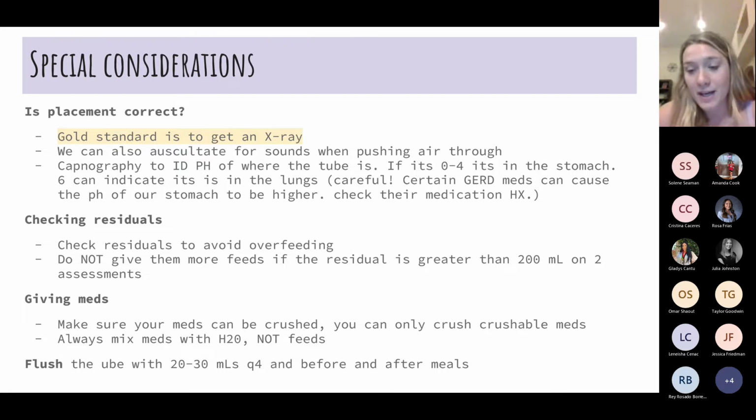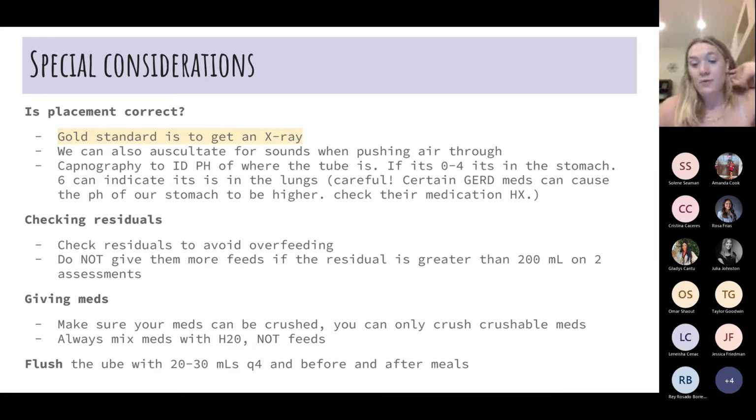When we talk about placement, ideally our gold standard is an X-ray. We want to get an X-ray, especially after it being placed for the first time ever. However, sometimes things can come up. You might not be able to get an X-ray right away. You can auscultate when pushing air through, but it's not really recommended. You will see it done in the clinical setting now, and it's a good way to just make extra sure. But ideally, getting that X-ray is super important.